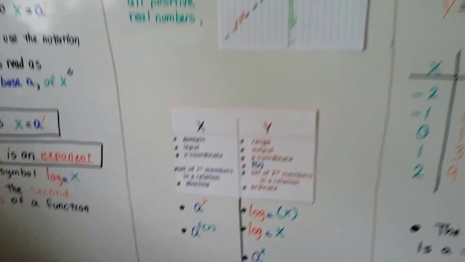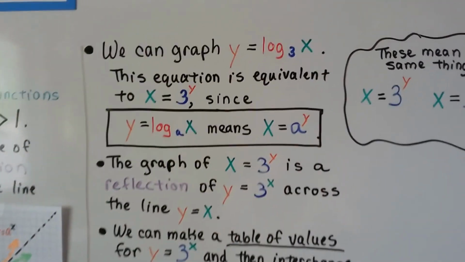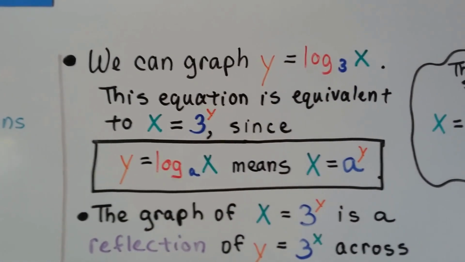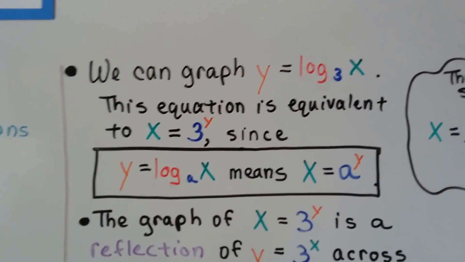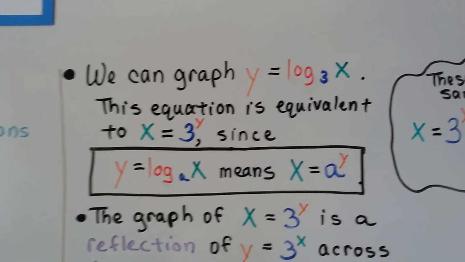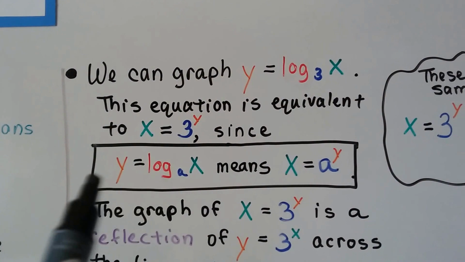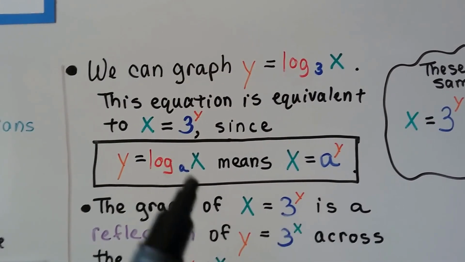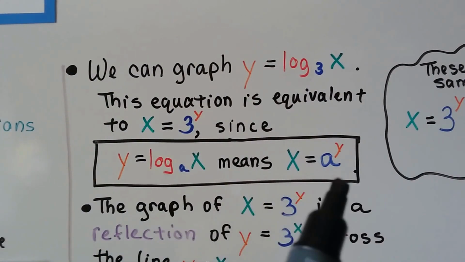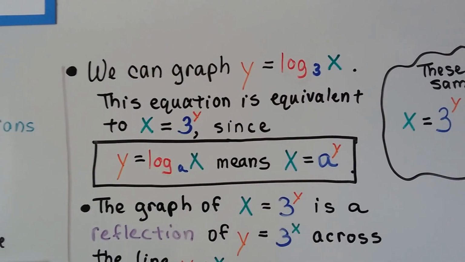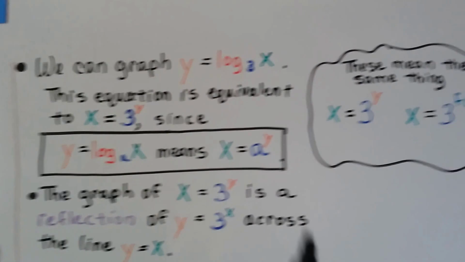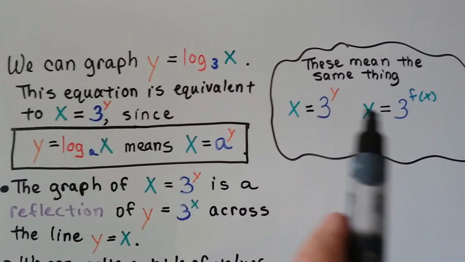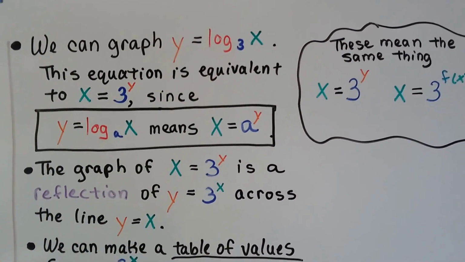So let's take a look at this. We can graph y equals log base 3 of x. This equation is equivalent to x equals 3 to the y power. Because remember that really important rule? If it's a to the y power, then it's going to be 3 to the y power, see? Because 3 takes the place of a, see? And keep in mind that these are the same, all right? Whether the exponent is a y or if it's an f of x, it's the same thing, all right?